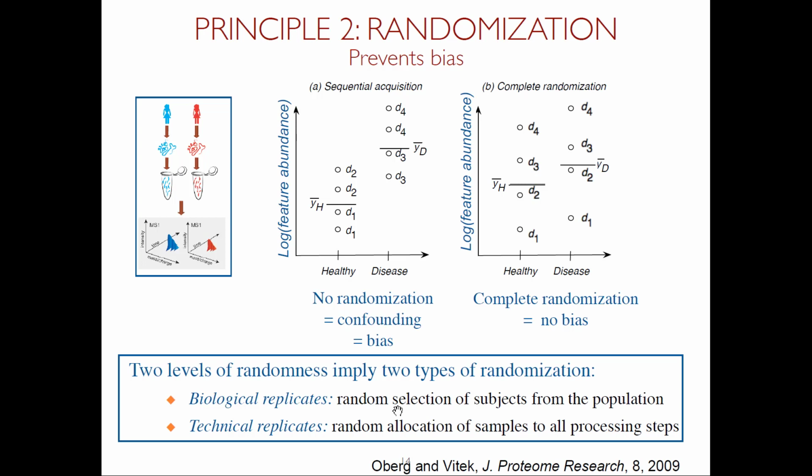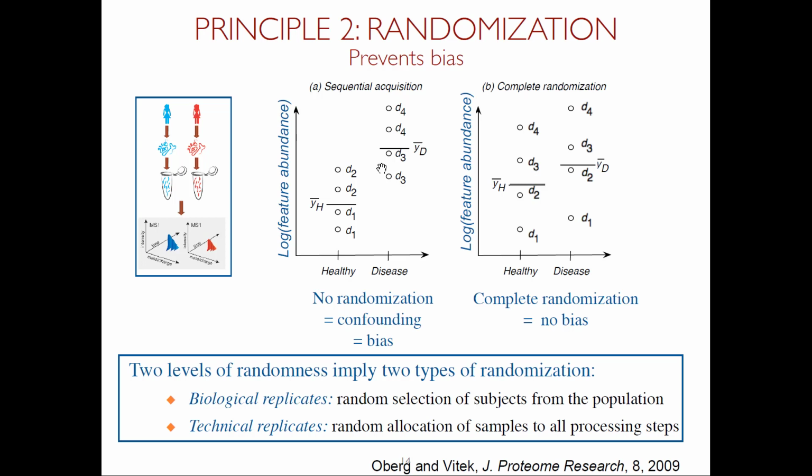So this is an example. Let's say we have healthy and disease, and we have 4 replicates of healthy samples which were all acquired on the first 2 days of the study. And these are 4 replicates of disease which were acquired on the next 2 days of the study.